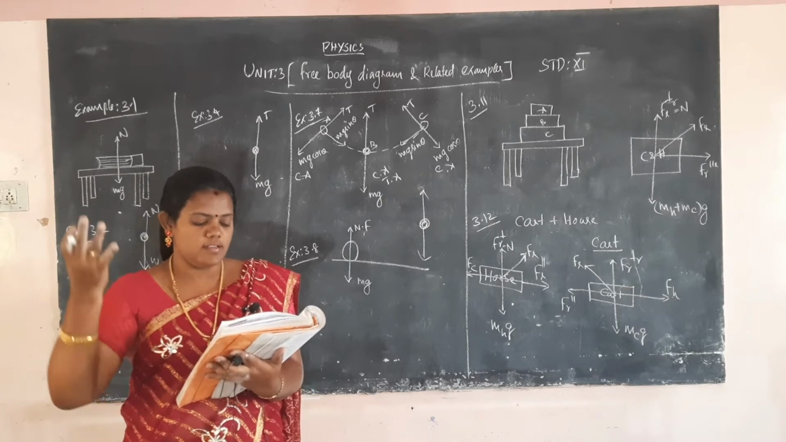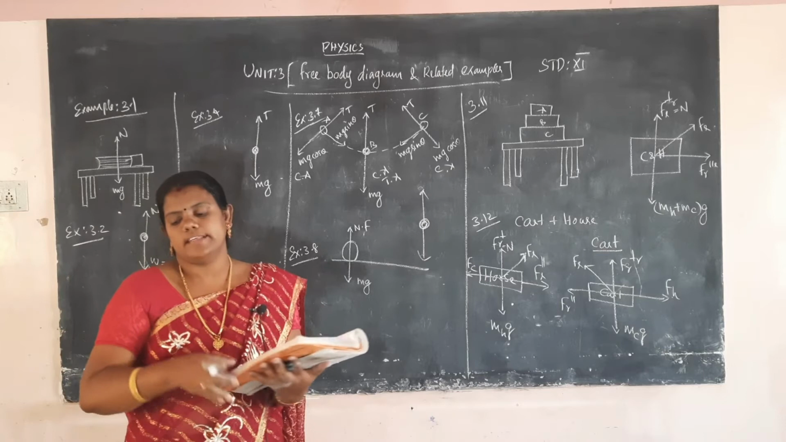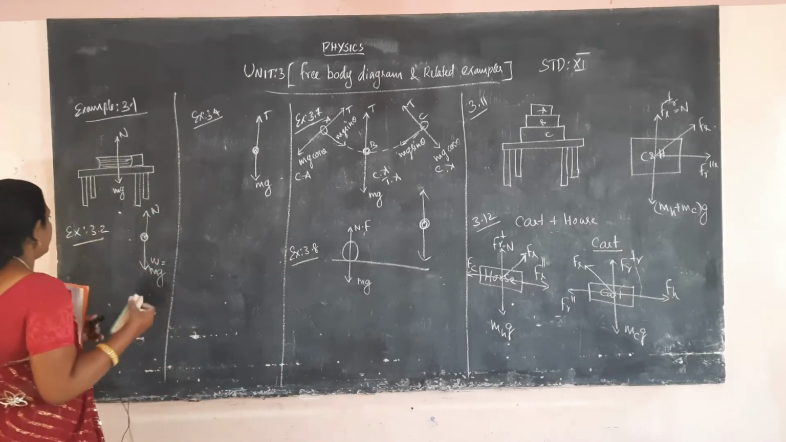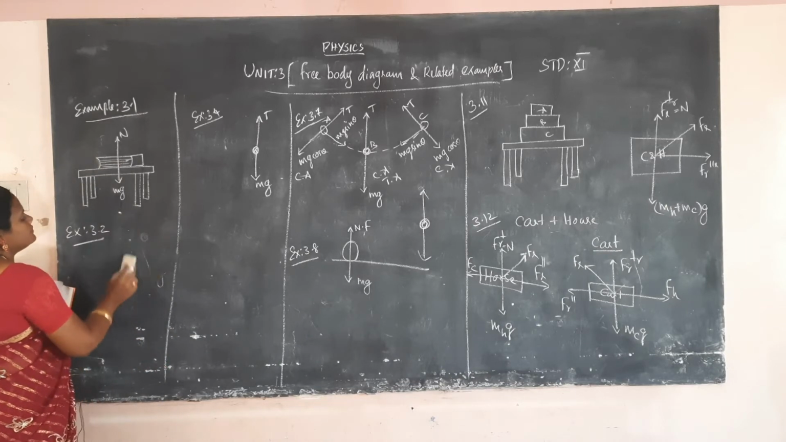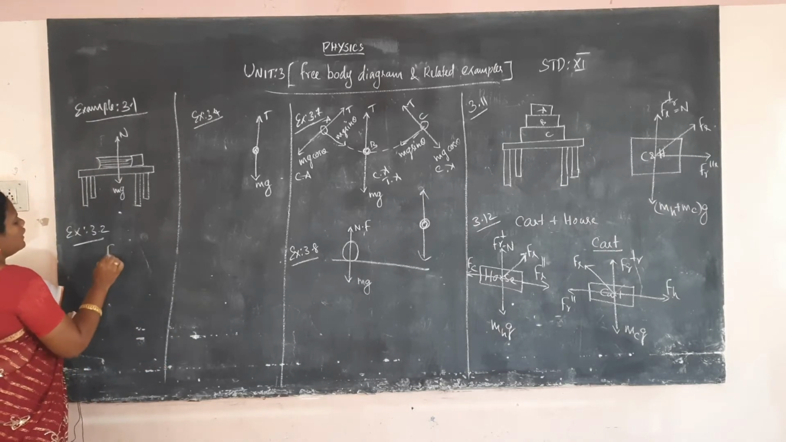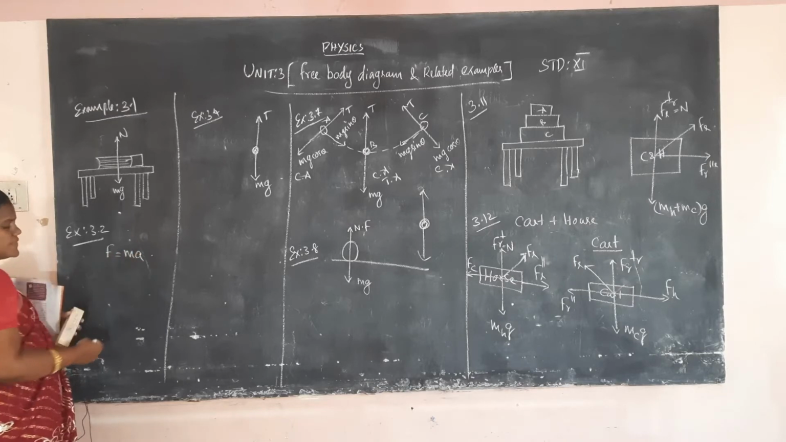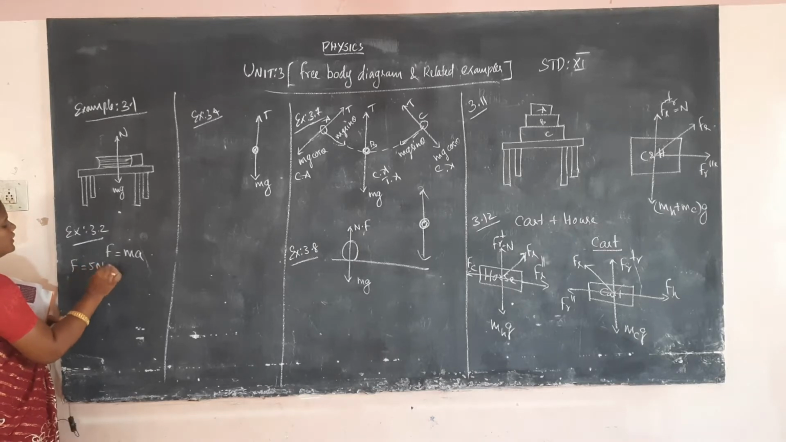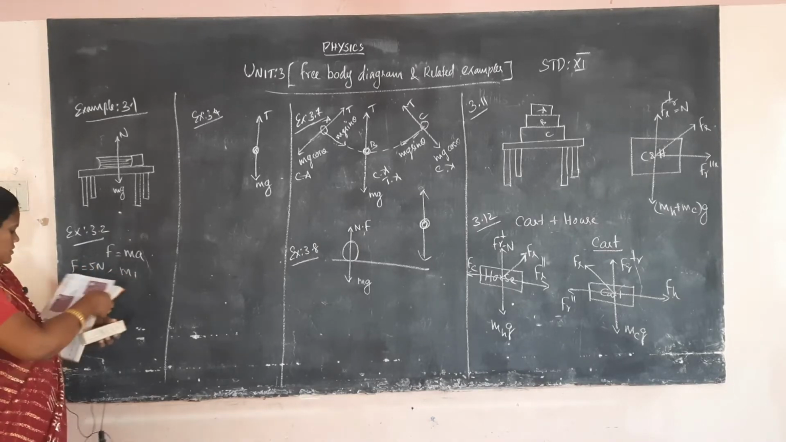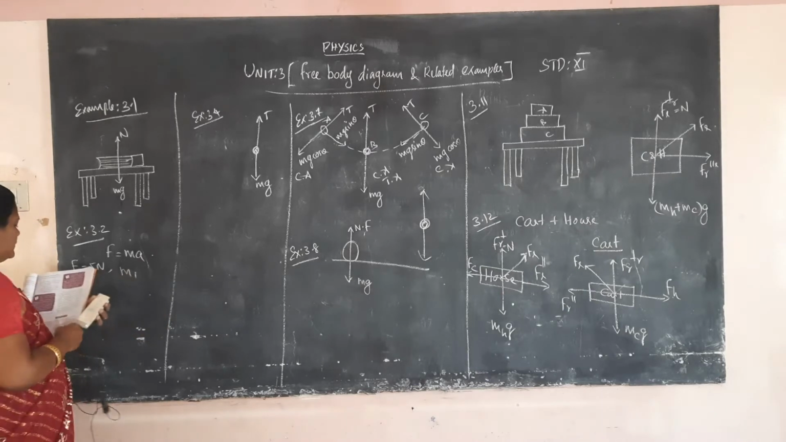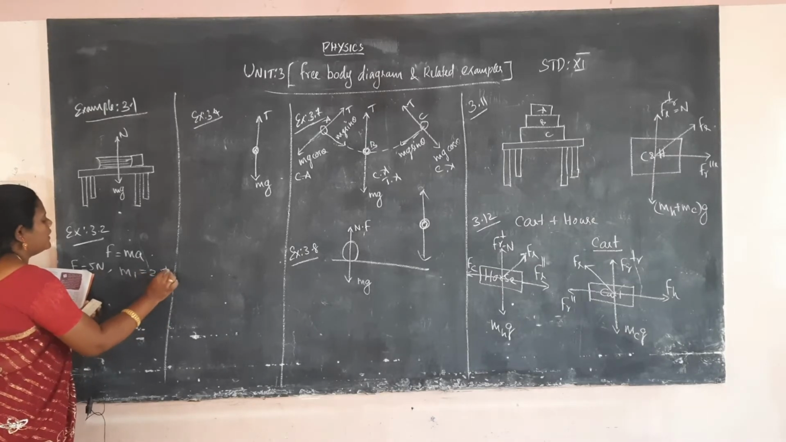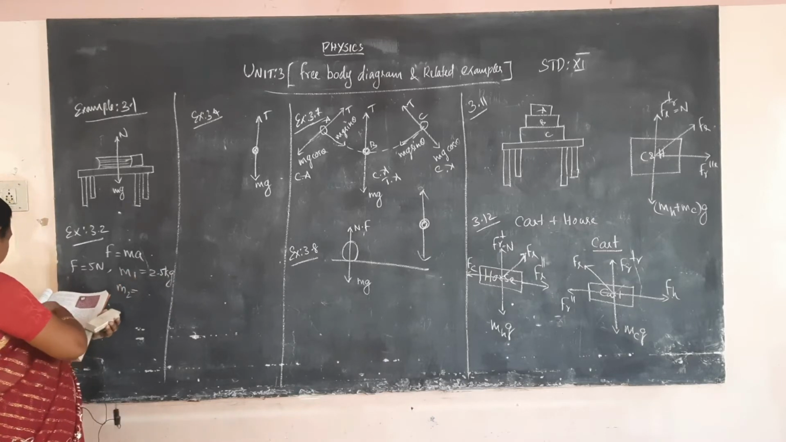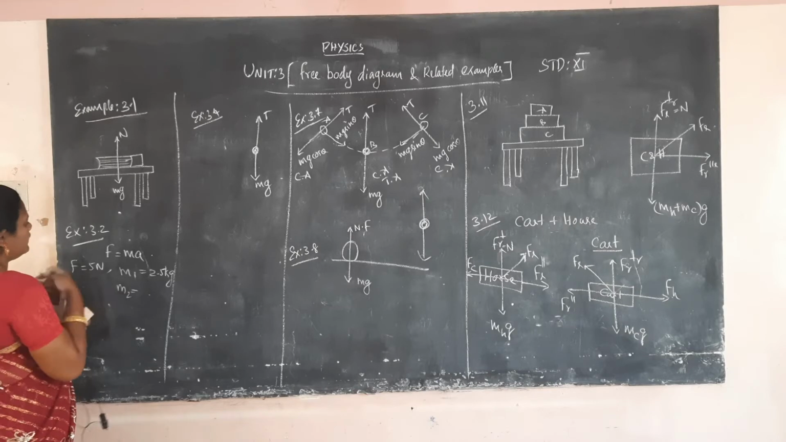Force is given, mass is given, and we want to calculate the acceleration. What formula is used to calculate the acceleration? Newton's second law: F is equal to m into a. The mass value and force value are given. Force F is equal to 5 Newton. Mass m1 is equal to 2.5 kilogram, and m2 is 100 kilogram.